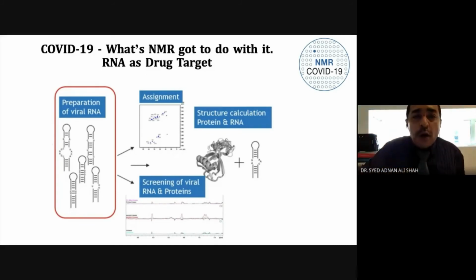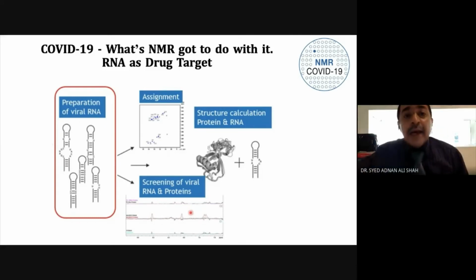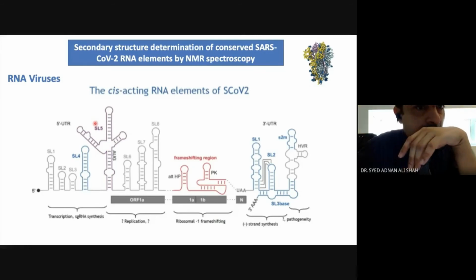So this is the overall background. They prepared the viral DNA, then did the assignments, and then did some screening of the viral DNA and protein, and came up with the finding that some of the compounds have the ability to bind with the RNA. Meaning that they have used RNA as a drug target. So this is the RNA virus genome.